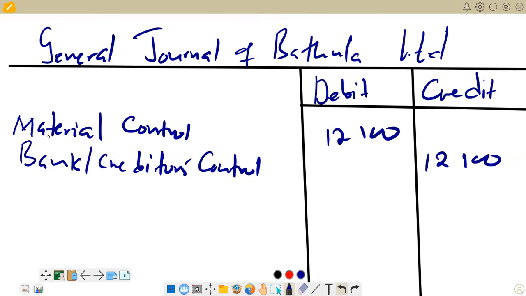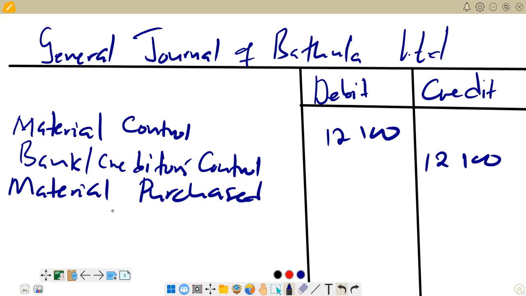And we said in the general journal, after we have summarized the double entry there, we have to give a narration of what has transpired on top there. So here we are seeing that this is total material that has been purchased. So we can just say material purchased.